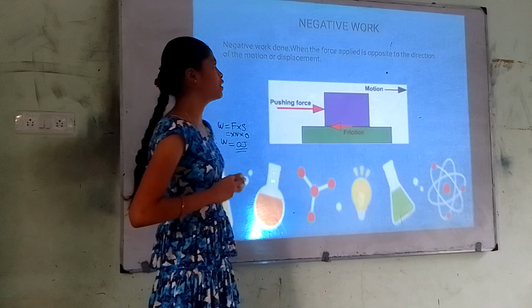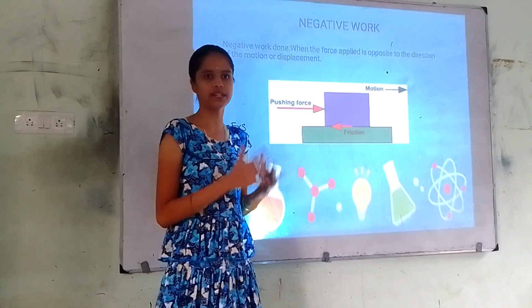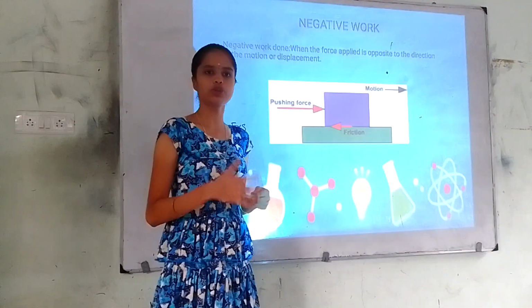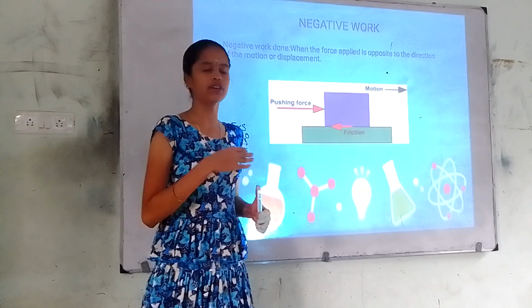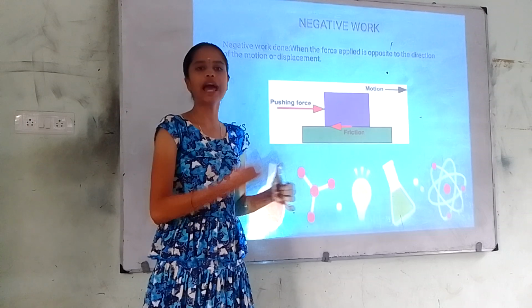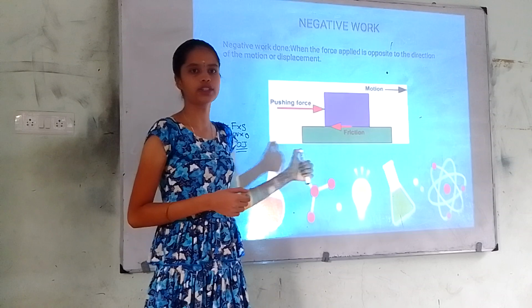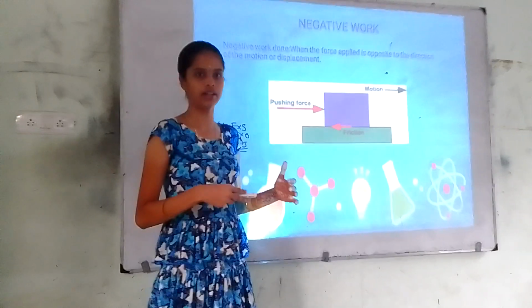Negative work done is when the force applied is opposite to the direction of the motion or the displacement. Negative work done usually takes place in our daily life. If we are writing with a pen, we are using some frictional force. It will act opposite to our motion. So we can say the frictional force is the best example for the negative work done.